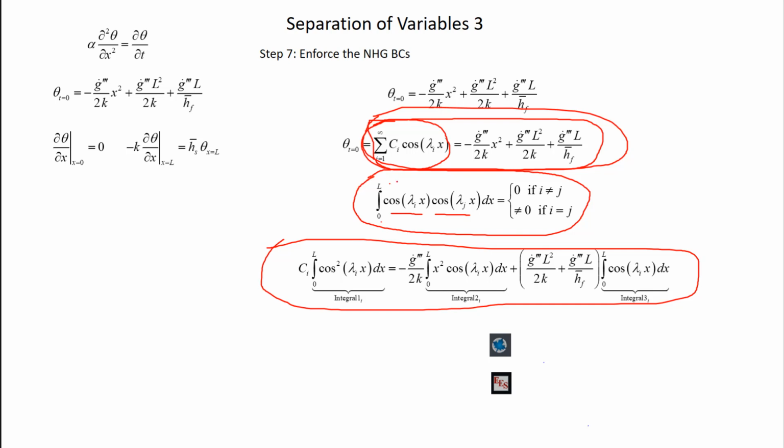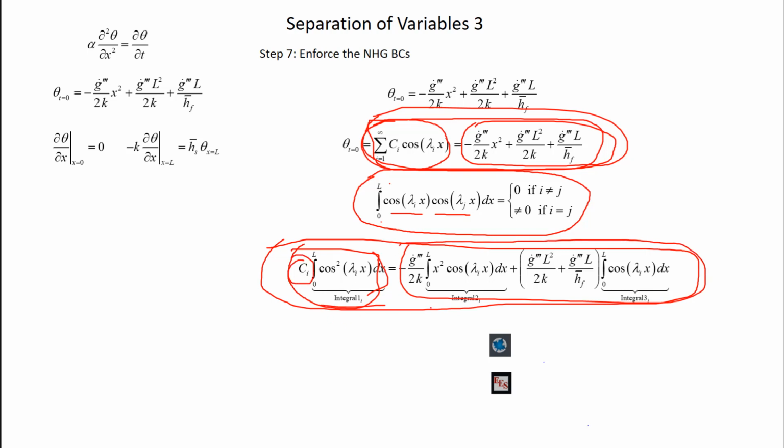If you look at this, what did I do? I multiplied the left side by an eigenfunction and integrated from 0 to L, so that gives me this equation here. And then I took every term on the right side and I multiplied it by an eigenfunction and integrated from 0 to L. So that gives me this equation here. So I can get an equation now for every one of my constants.